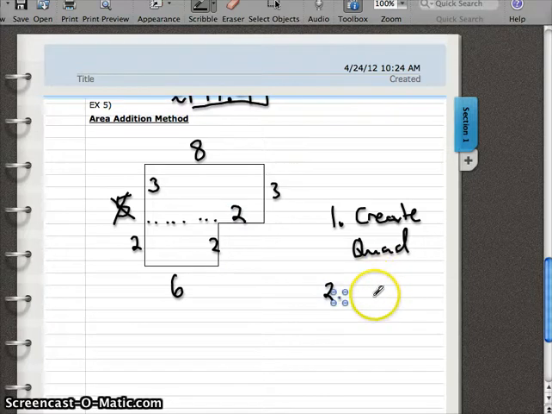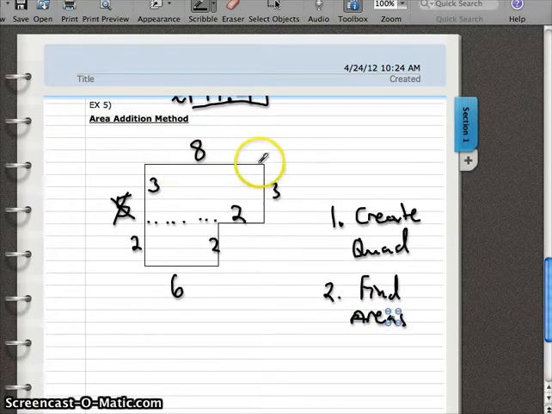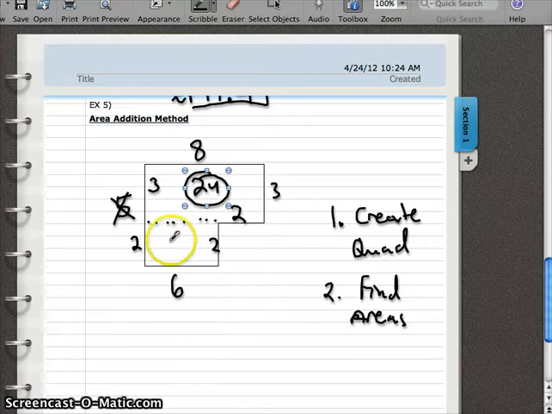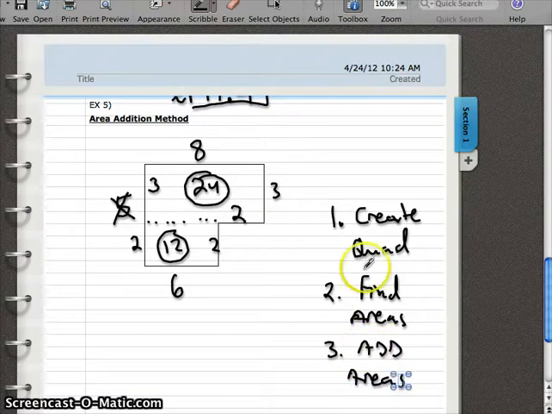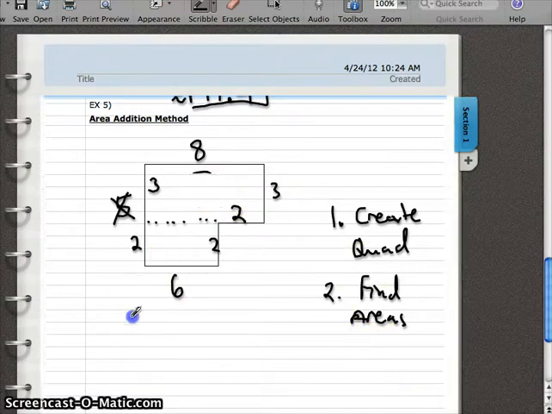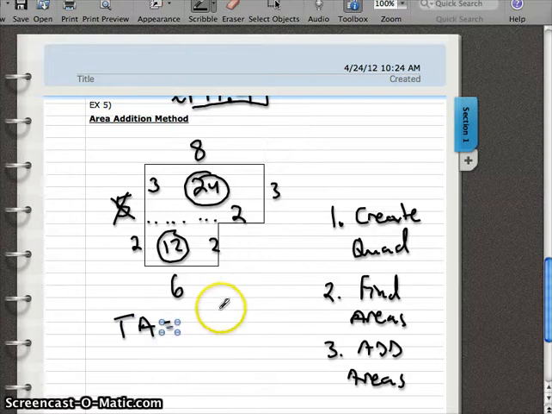Now, second step, find individual areas. Find the areas of your smaller shapes here. So this is an 8 by 3 rectangle. That area is going to be 24. The area of the smaller rectangle down here, its height is 2, its base is 6, so multiply those together to get an area of 12. And the last step we need to do to find total area, add areas. Add up all your areas there. So 24 plus 12 gives us our total area, or TA. 24 plus 12 is 36.